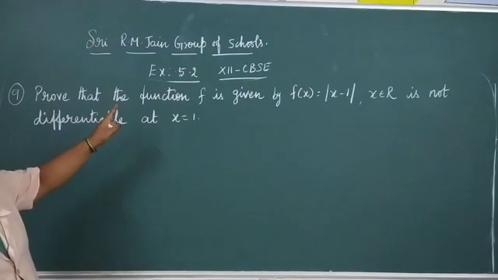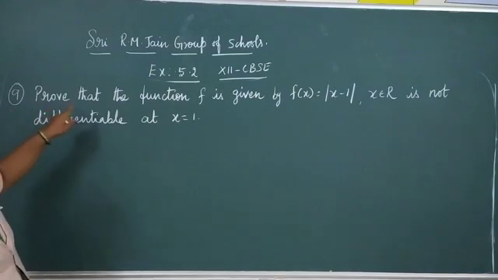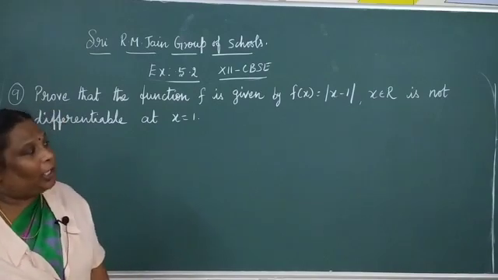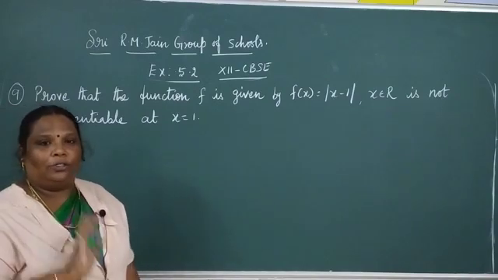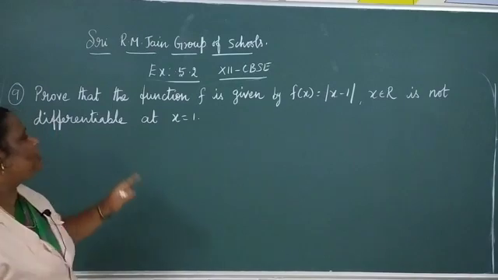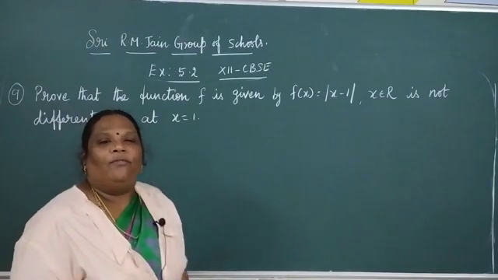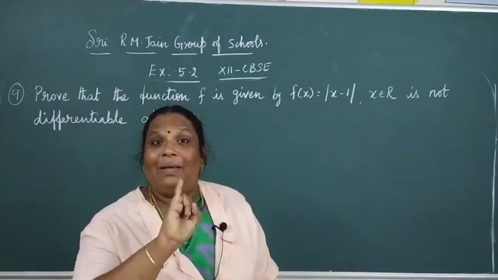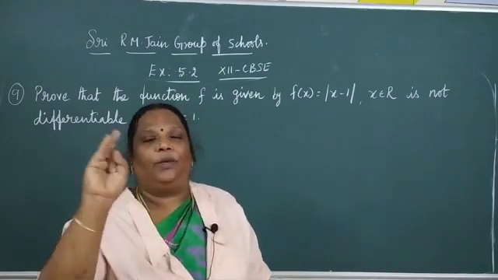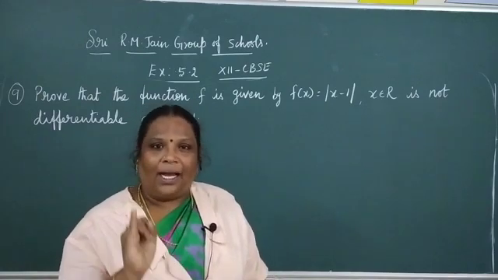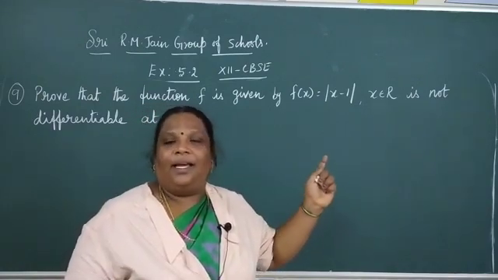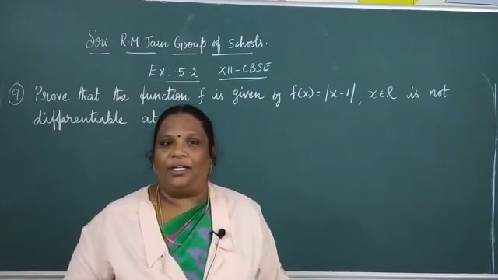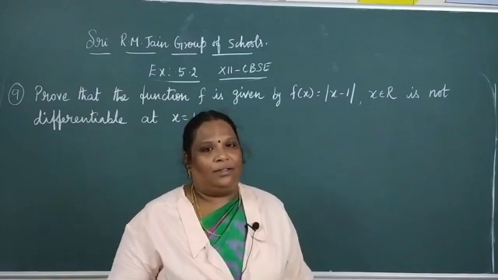See, exercise 5.2, ninth sum. Prove that the function f given by f of x equal to modulus of x minus 1, where x belongs to R, is not differentiable at x equal to 1. When is a function differentiable? First, the limit exists and it is continuous. Then it is a differentiable function, or otherwise it is not. I think you have learned this in the 11th standard itself.